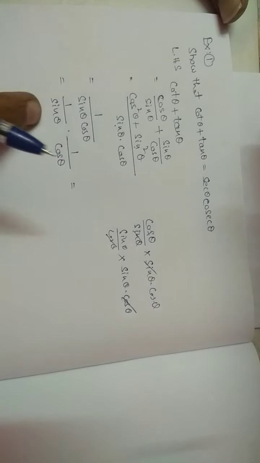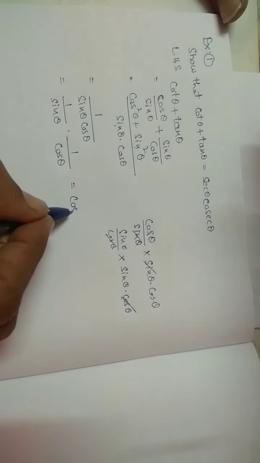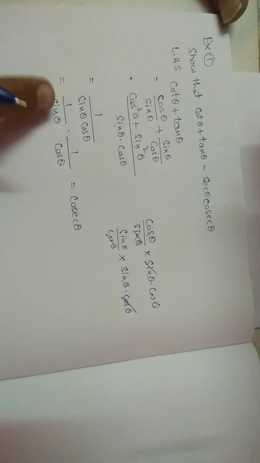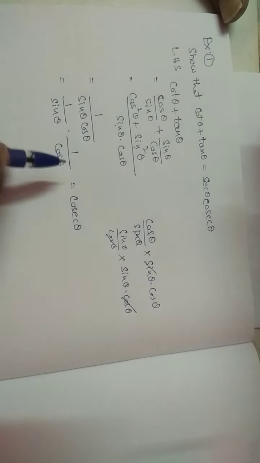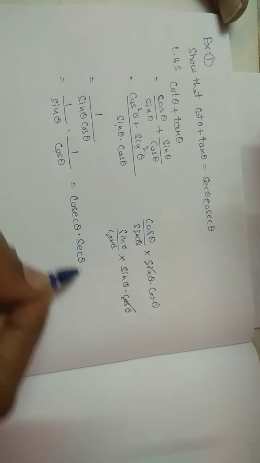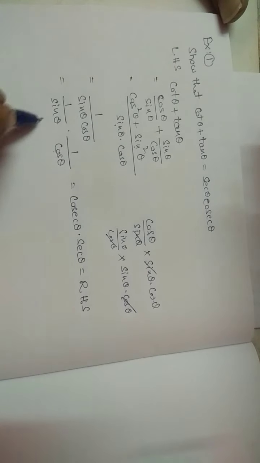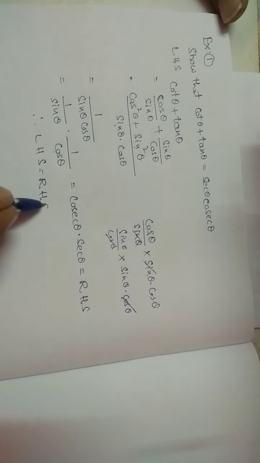So this can be written as 1 by sin theta into 1 by cos theta. Now 1 by sin theta is nothing but cosecant theta. Sin and cosecant are reciprocals of each other. Now 1 by cos theta can be written as secant theta. So this is nothing but the right hand side. Therefore LHS is equal to RHS. This is very, very important.